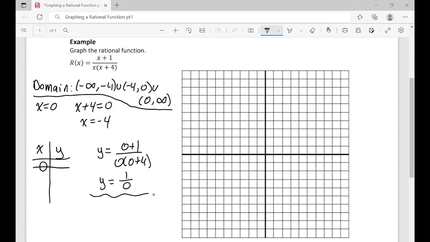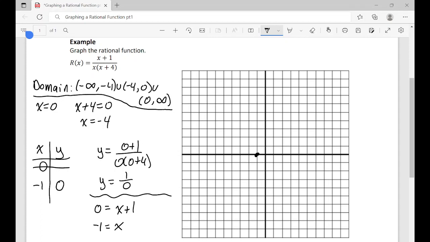Now I'm going to let y be 0 and see where it crosses the x-axis. So I'm going to set it equal to 0. The nice fact about this is when you set it equal to 0, you only have to worry about the numerator. You can completely disregard the denominator when you set the rational function equal to 0. So x plus 1, subtract 1 over, we get negative 1. So the graph crosses the x-axis at negative 1. I can put that right there, fill that in.